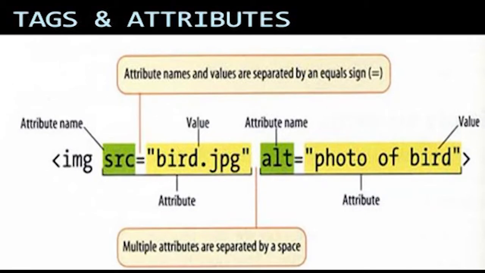Alt is equal to, alt means that is an attribute name, is equal to attribute value. Again we are writing it's a photo of bird. You can identify the attributes and tag. Inside the tag we are using the attribute. I hope you got clear this one.